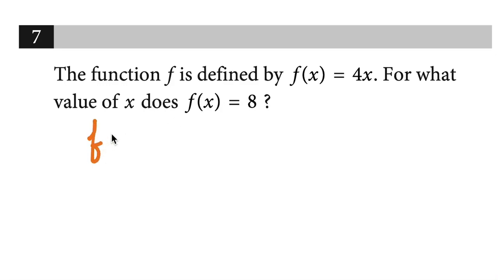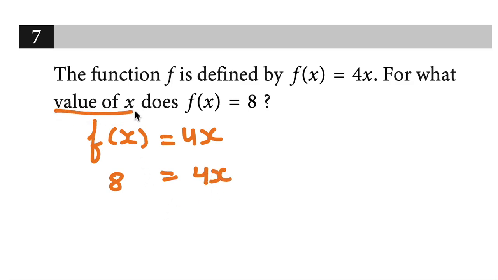So if I write f of x is equal to 4x, what is given? f of x. So I can replace f of x with 8, because f of x is equal to 8, and this 4x is as it is. Now we have to find the value of x, right? This x. So what will we do? We will divide by 4 on both sides.